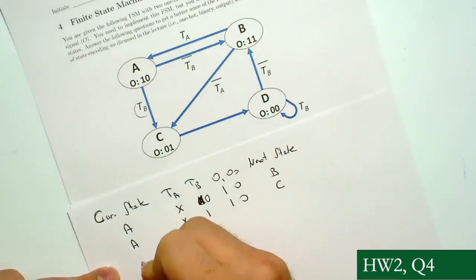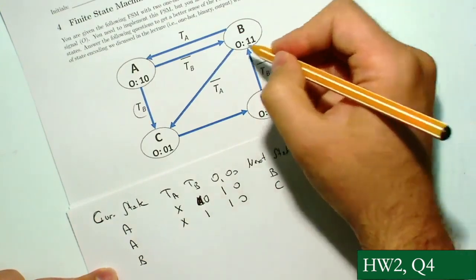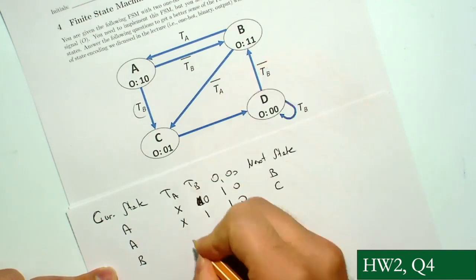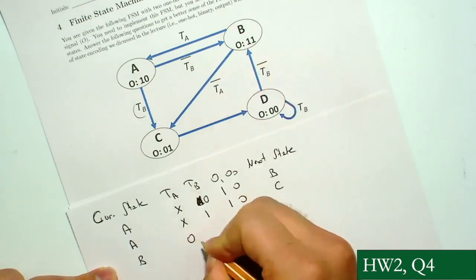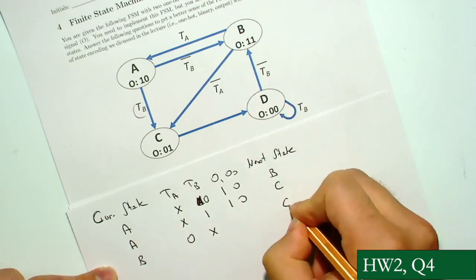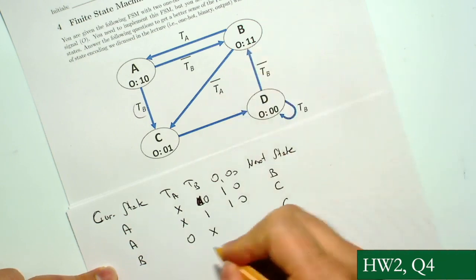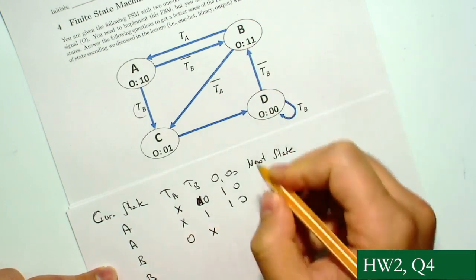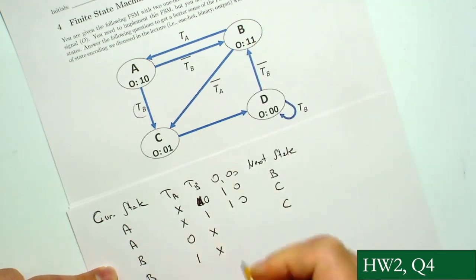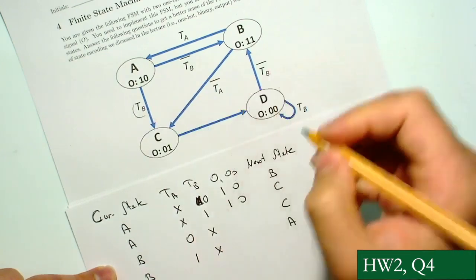For the state B, if I have 0 for TA, then I'll visit C. This means 0 and don't care for TB, C. And again for B, if I have TA 1, don't care for TB, then I'll visit A, and the output will be 1, 1.